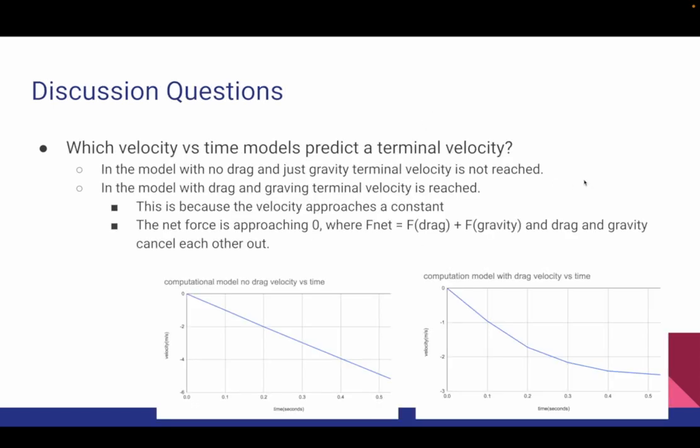The discussion question is, which velocity versus time models predict a terminal velocity? Here's the one without drag, and here's the one with drag. The one without drag, no terminal velocity is reached, and the one with drag, terminal velocity is reached. This is because the velocity approaches a constant right here. The net force is approaching zero, where drag and gravity would cancel each other out.